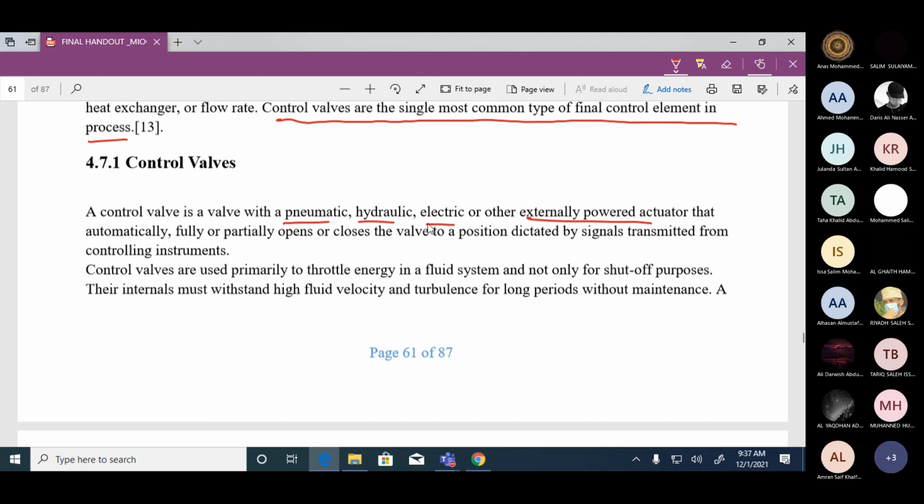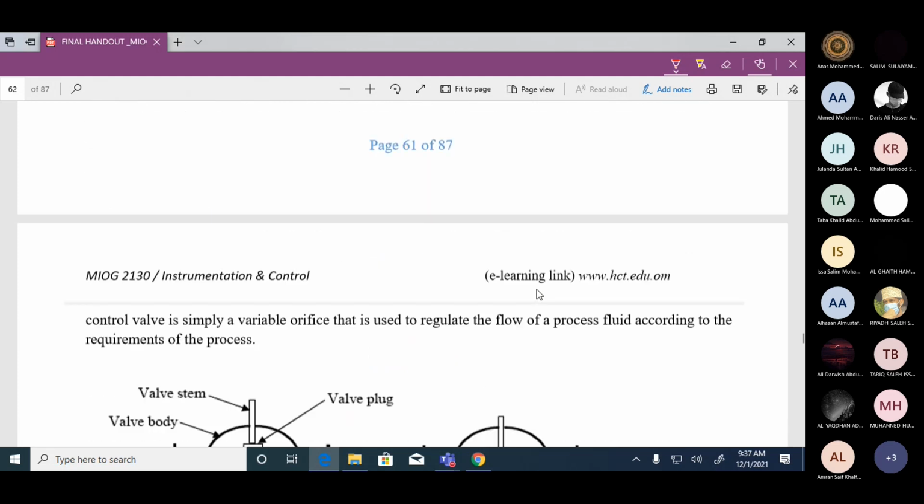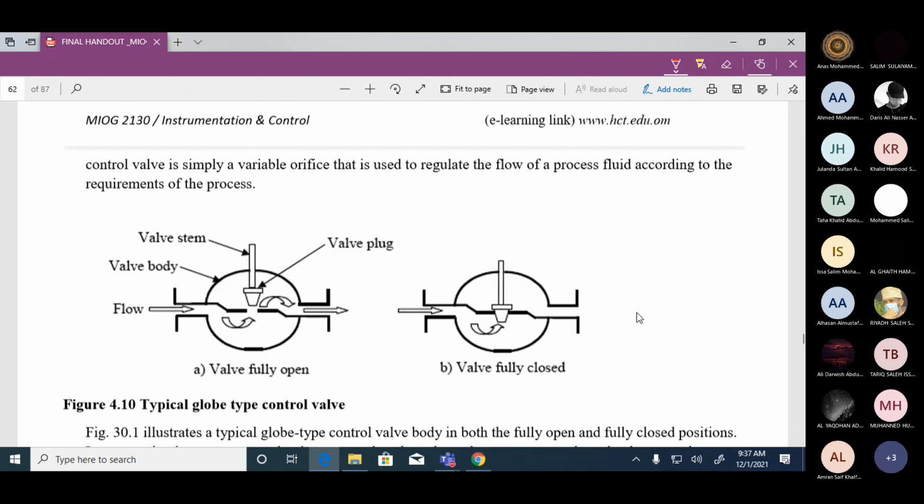The power has to make the valve either go from off to on or on to off, or it should be able to open the valve in percentages like 10%, 20%, 30%. So we are not using valves only for shut-off. We are also using them so that you can throttle the flow. That means the control valve that we put in the pipeline should be able to withstand high fluid velocity and turbulence without maintenance. It should be able to continuously withstand. So let us see what the parts of this control valve are and how it works.